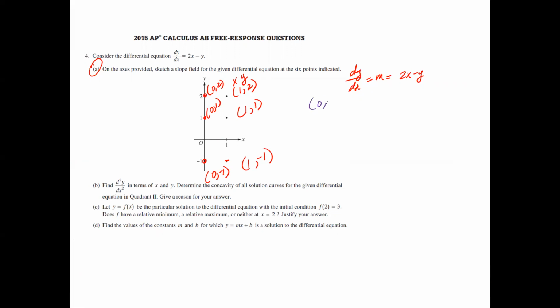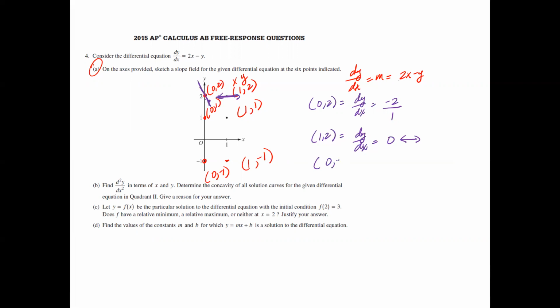When my first point is at (0, 2), my dy over dx is going to be 2 times 0 minus y, which is just negative 2. So at this point it's a slope of negative 2 over 1. Think of it as going down 2 over 1, so it looks something like that. Then you have (1, 2). Your dy over dx is equal to 2 times 1, which is 2, minus 2 is 0. It's a horizontal line, so at this point it's just horizontal.